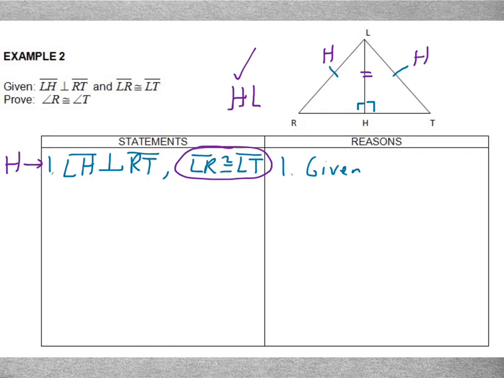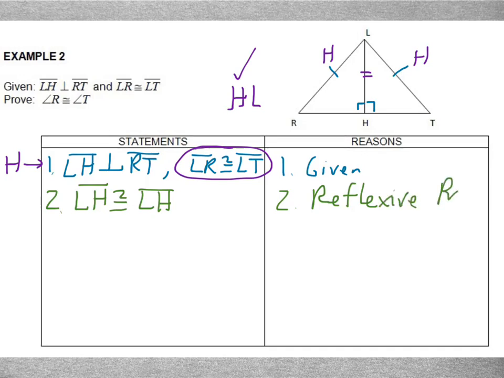So I need a leg. What is my congruent leg? It's the shared side in the middle. So I'll say that LH is congruent to LH, and the reason is the reflexive property. Okay? There I have my leg. I'll cross that off. Now, am I ready to say that the two triangles are congruent?